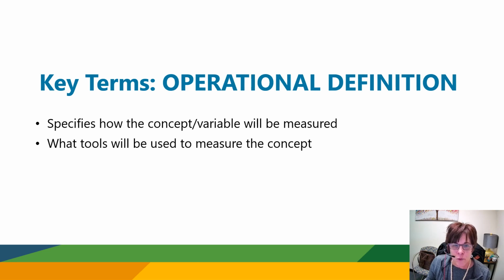The operational definition defines how that specific concept, and again, these are often called your variable, is going to be measured. Operational definitions can vary from study to study because there are many different ways to measure any given concept. So you think of your operational definition as the tools that you'll use to measure the concept.